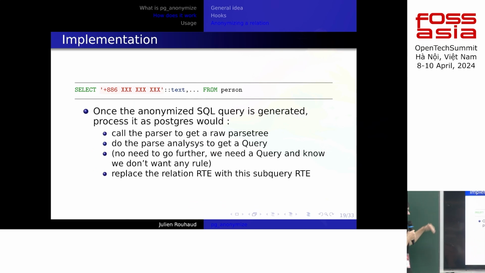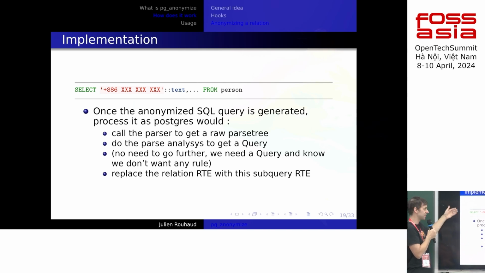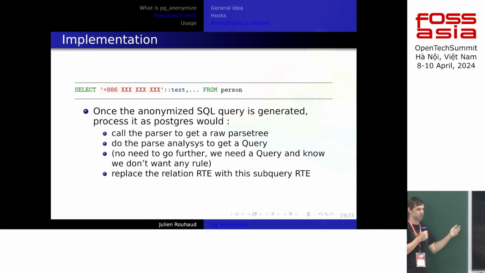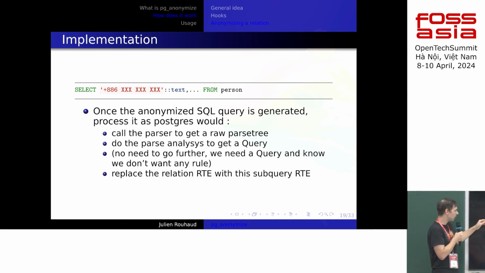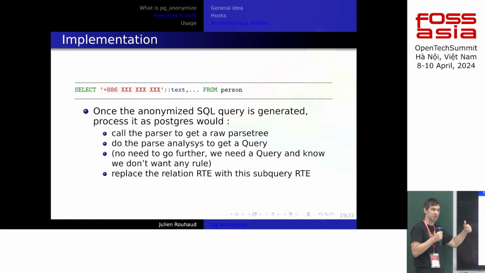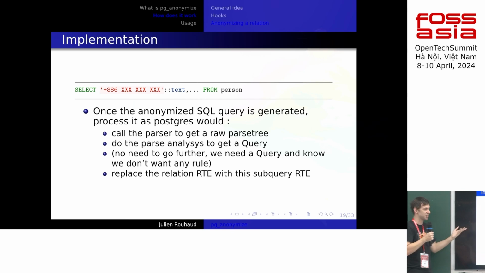When this stage is done, I have a query text, which is the subquery I want to use inside the original query. Once we have that, we just need to do exactly what Postgres was already doing, which is parsing this query, calling the parse analysis to get the query structure, and replacing what was already done. Obviously, when we call the parse analysis, we don't want to call pg-anonymize again. We don't want to anonymize data twice. So there's a flag saying, am I calling inside pg-anonymize? And in that case, I just don't do it recursively and explode.